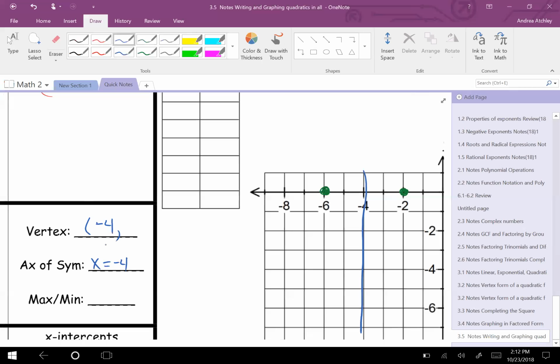So what is our pattern? A over 1, 3a over 1, and then 5a over 1. What is the a value? 2. So a equals 2. So is my parabola facing up or down? Up. So that makes my vertex the minimum.